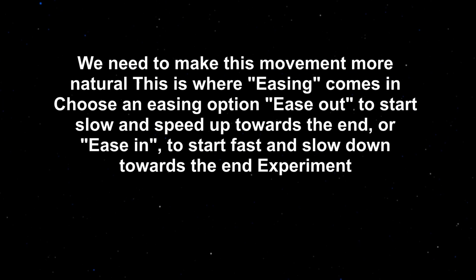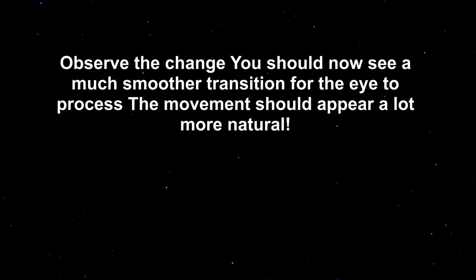Choose an easing option. Ease out to start slow and speed up towards the end, or ease in to start fast and slow down towards the end. Experiment. Observe the change. You should now see a much smoother transition for the eye to process. The movement should appear a lot more natural.